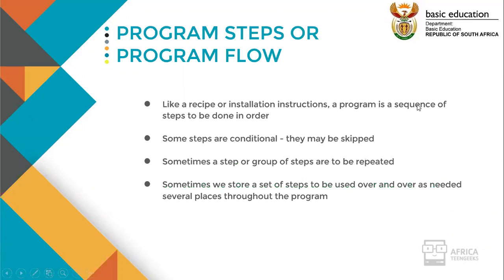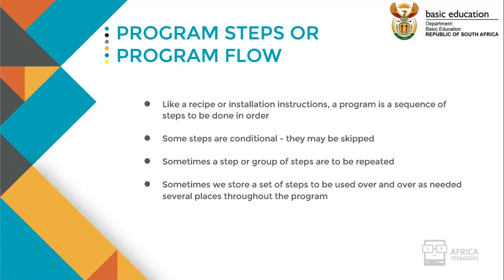Program steps or program flow. Like a recipe or installation instructions, a program is a sequence of steps to be done in order. If you don't do it in order, the outcome that you'll get is incorrect. Some steps are conditional, they may be skipped. For example, if you are baking a cake and you want an eggless cake, of course, you can skip the step where you have eggs and substitute it for something else.